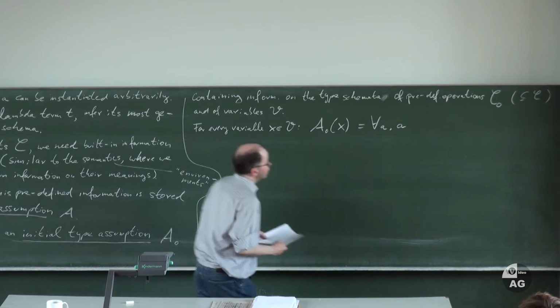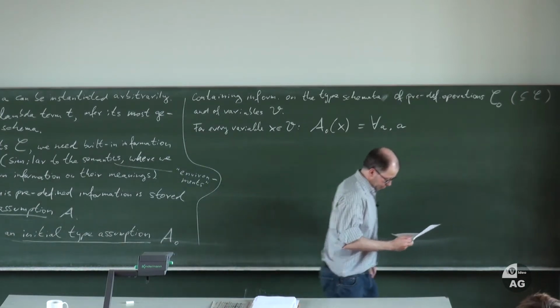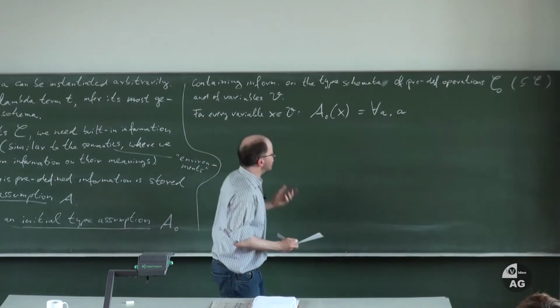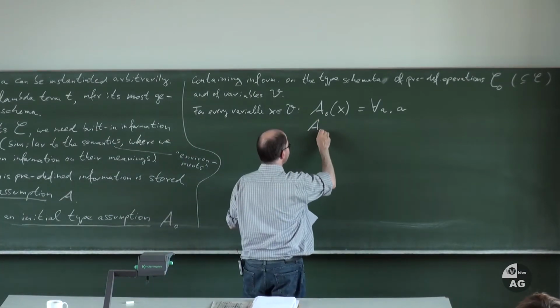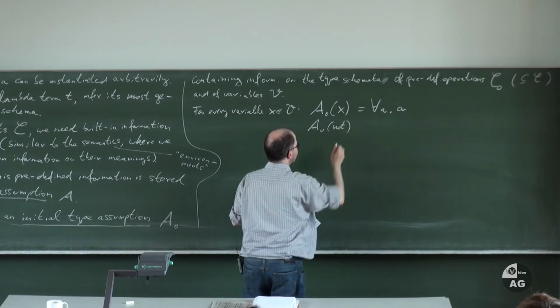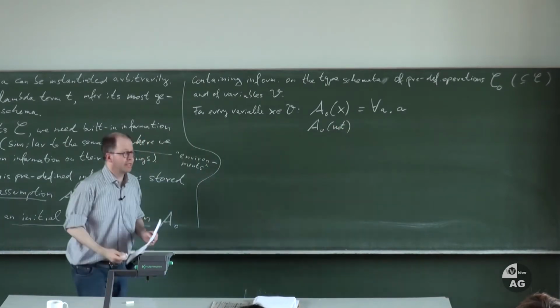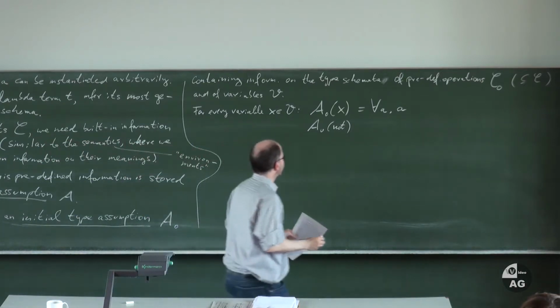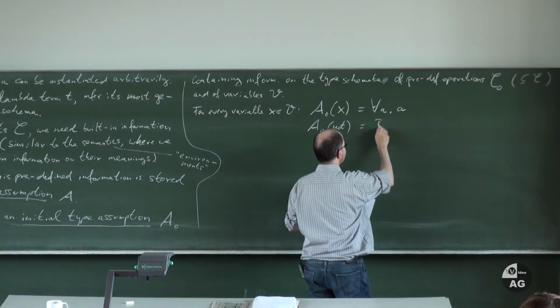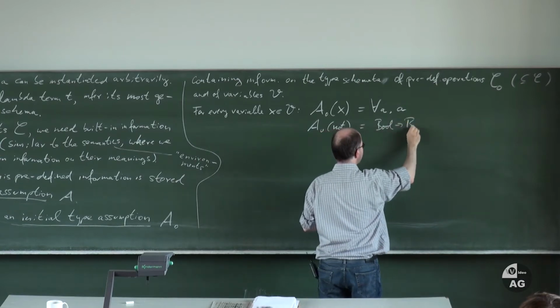And well, for the operations from C0, it depends. Their type is predefined. So for example, if you have not, that's a predefined operation of Haskell. And not only the semantics of not is predefined, but of course also its type. And the type of not is a function from bool to bool, for example.